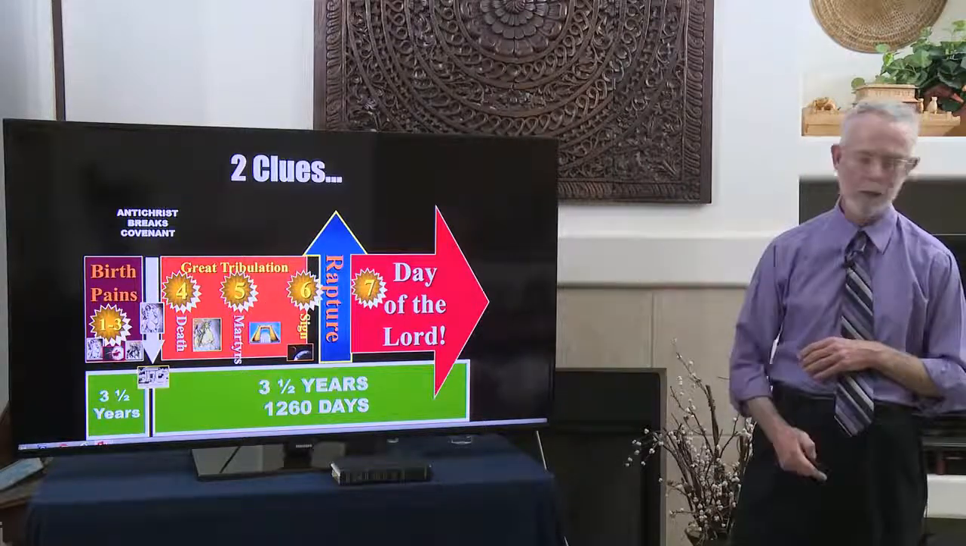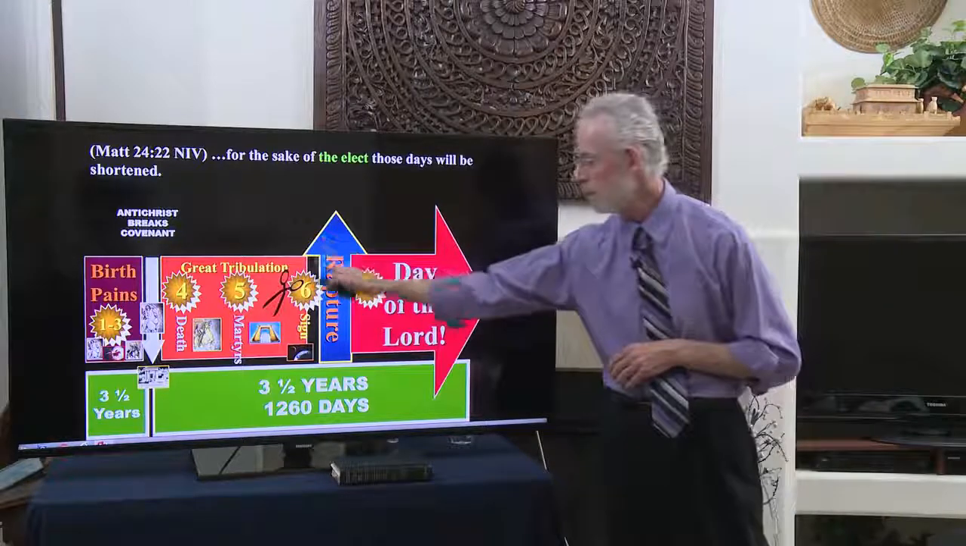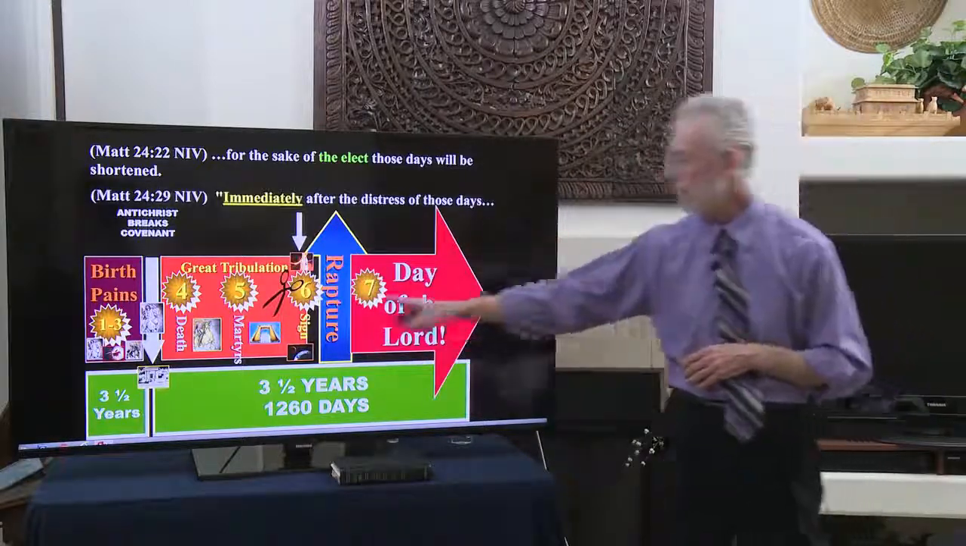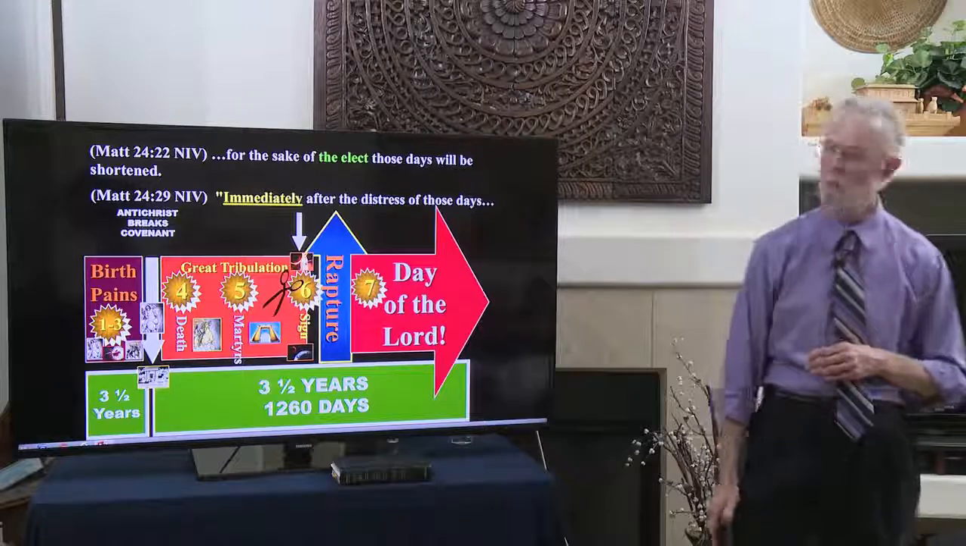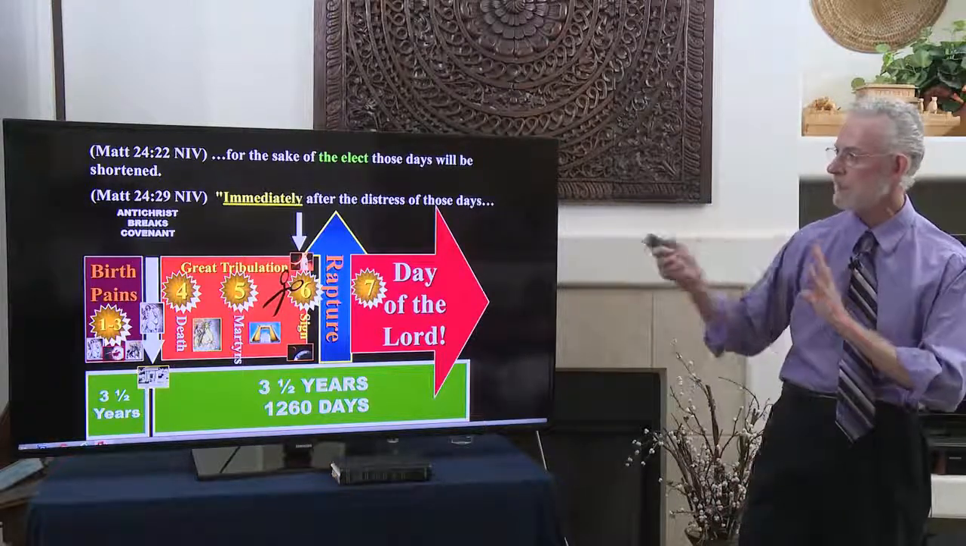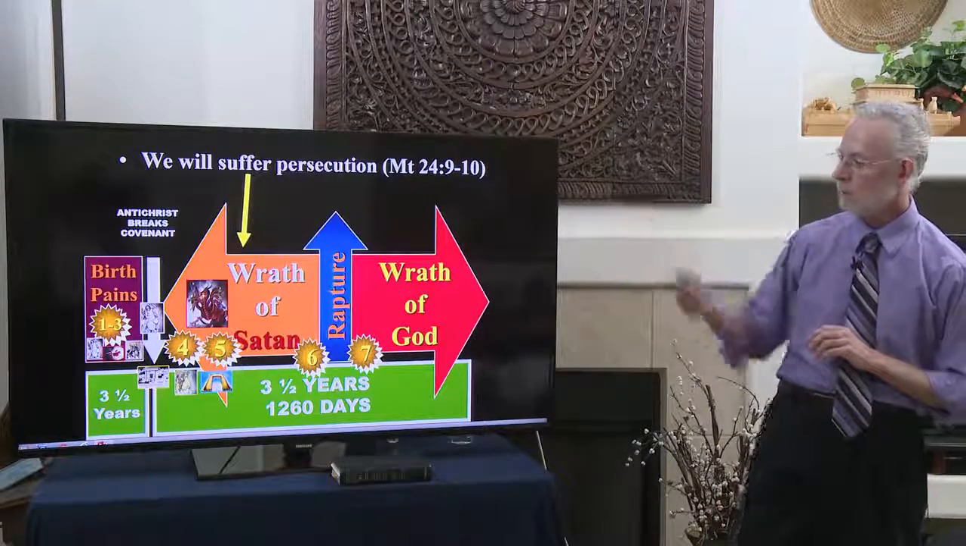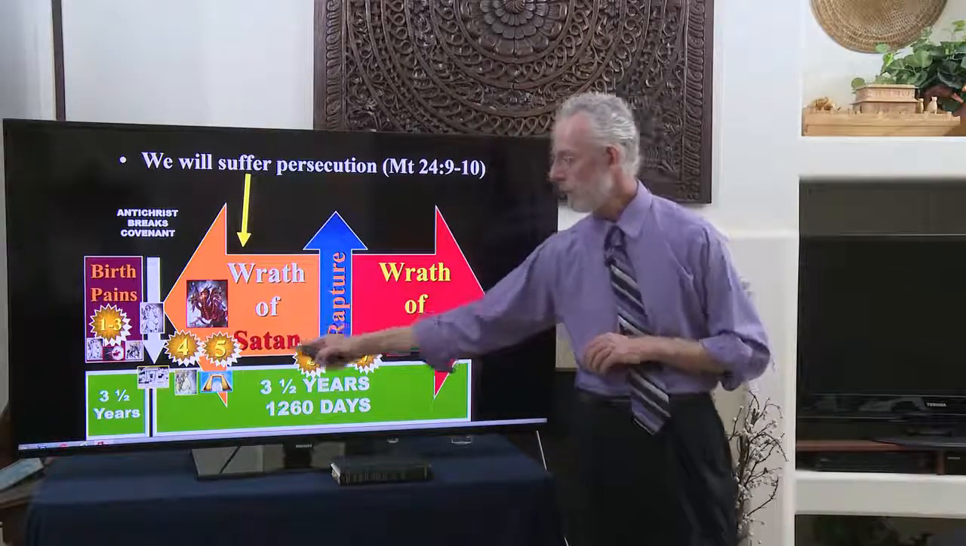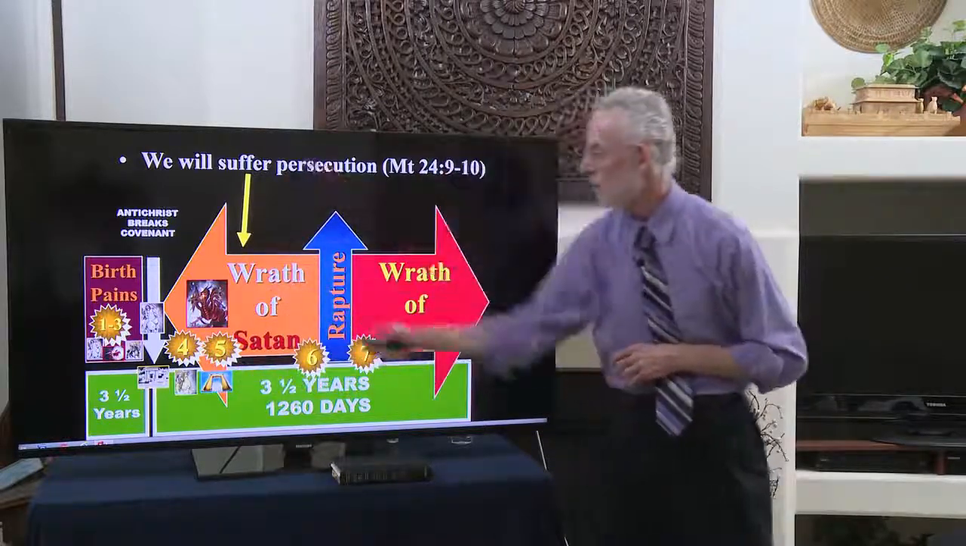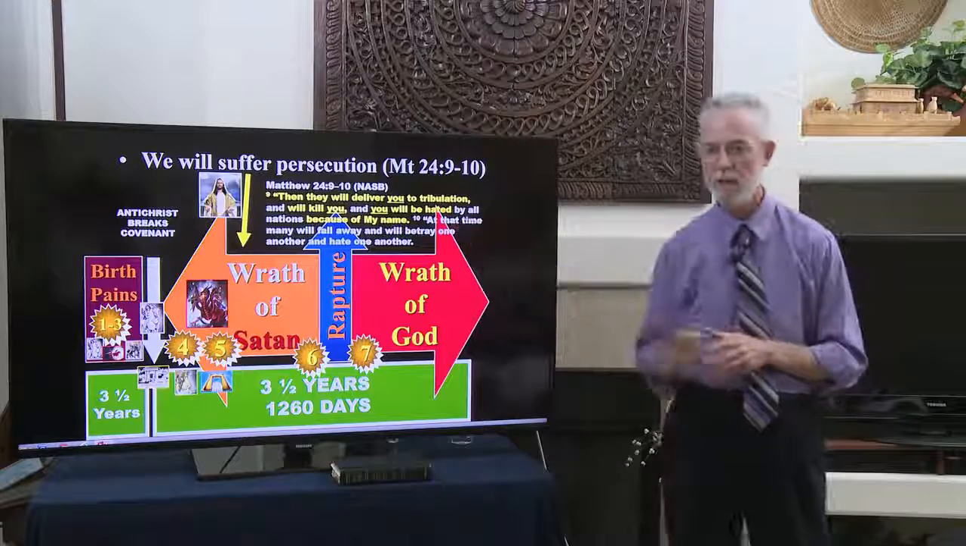But Jesus did tell us he's going to give us two clues. For the sake of the elect, these days will be cut short, and immediately after the distress of those days, the sun, moon, and stars are going to go dark. So here's what I want you to see, kind of summarizing that part. We will suffer persecution here. As Christians, we will suffer persecution here during the wrath of Satan. And Jesus told us that.